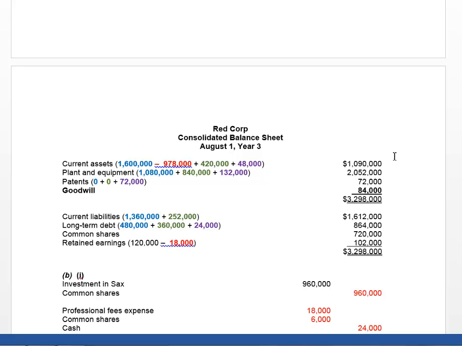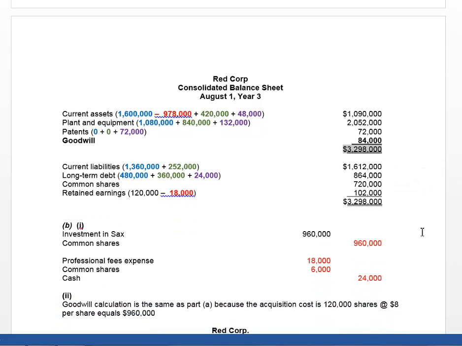So we're doing the consolidated statement now. So that's going to give us 72,000. And don't forget your goodwill that you calculated. So now you've got a balance sheet, total assets, 3.298 million. Let's hope that we get the same on the current liability and on the liability and equity side.